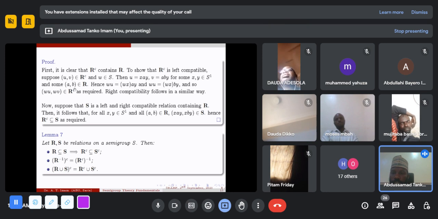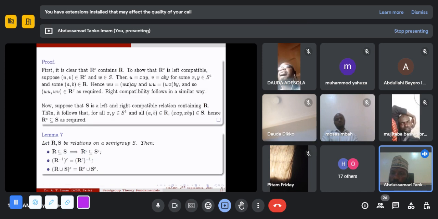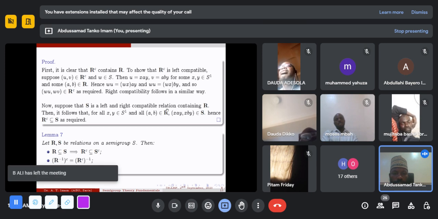And then to see that this RC is the smallest, because the claim of the theorem or lemma is that it is the smallest left and right compatible relation on S containing R. So we have seen that it is left and right compatible and it contains R. What remains to be seen is that it is the smallest. Meaning if I have any other relation satisfying this requirement, that is left-right compatible and also containing R, then that relation should also contain RC. In other words, RC is the smallest.